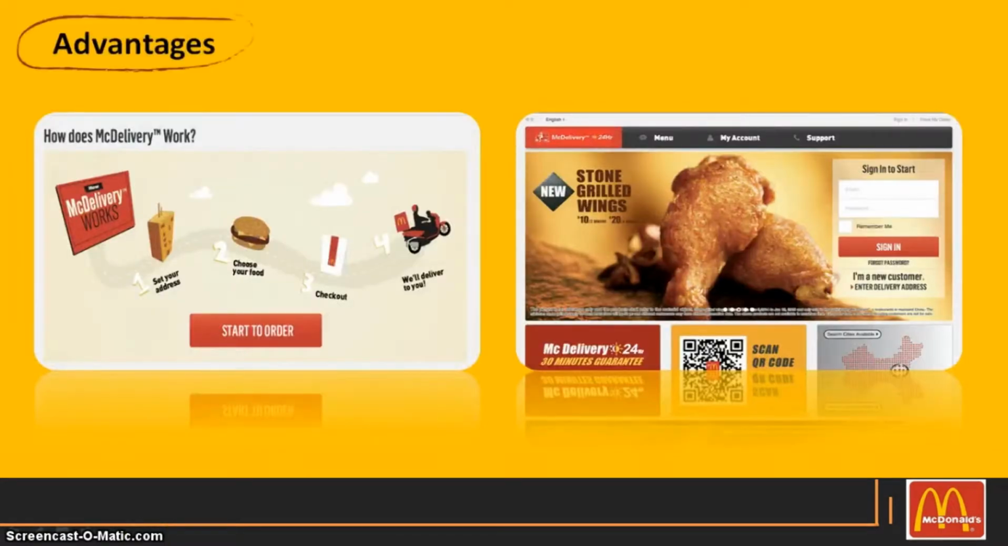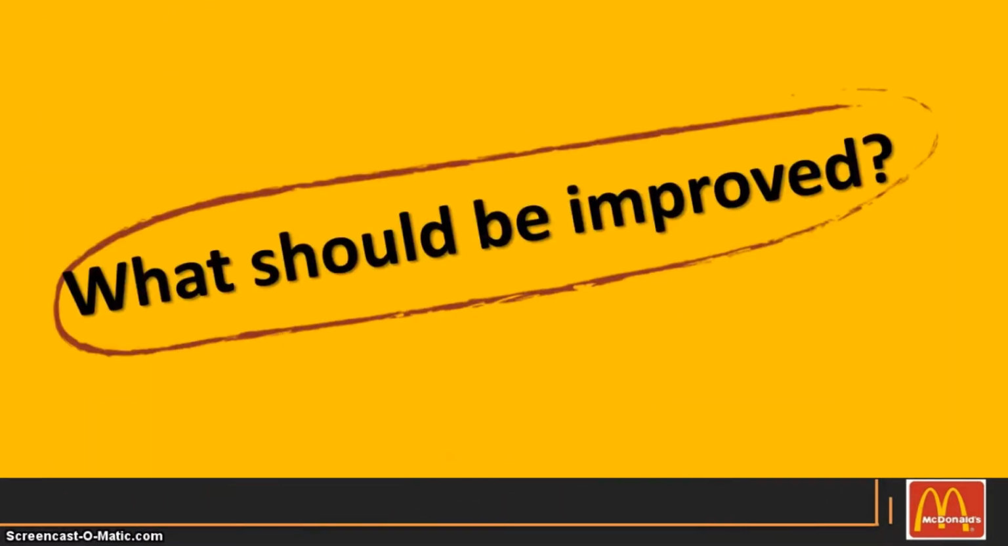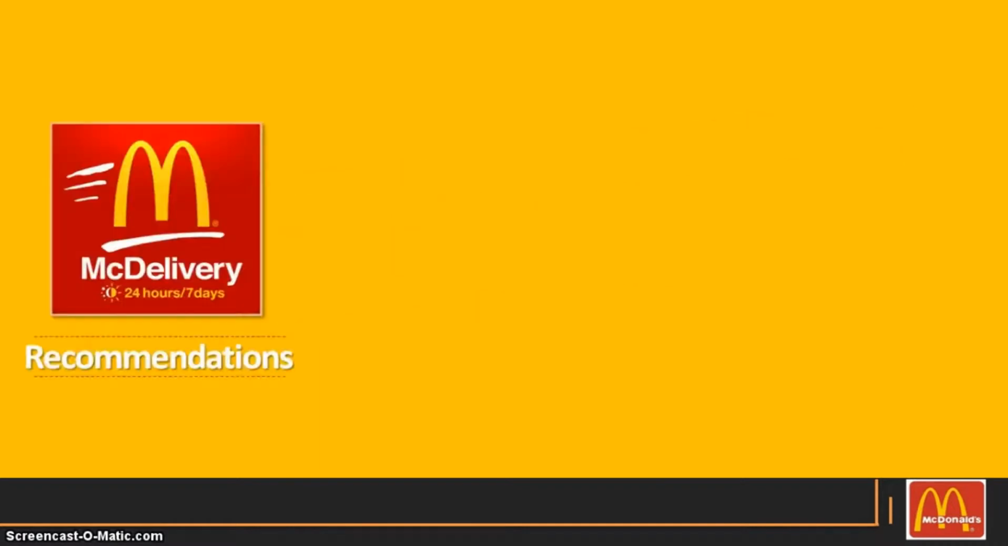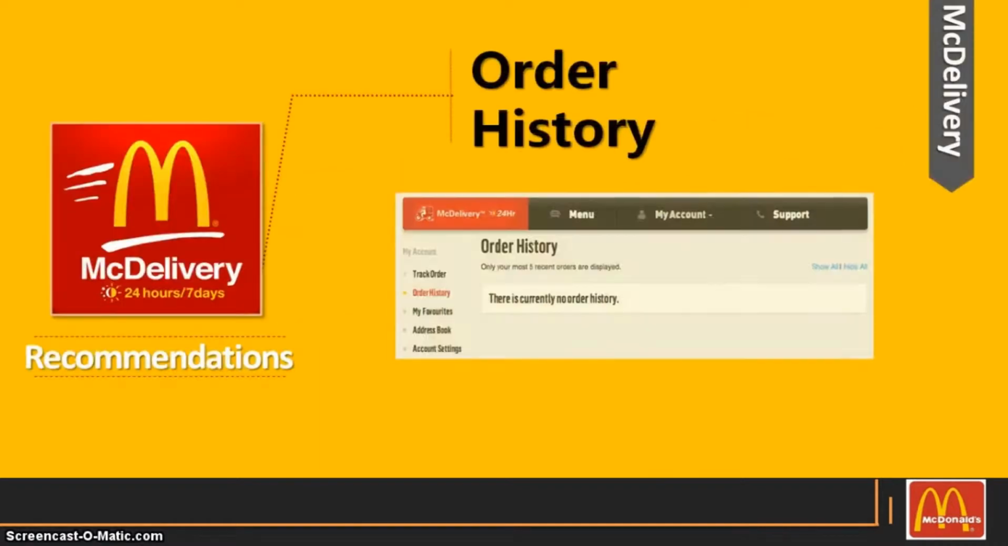Generally speaking, the website of McDelivery is clear and convenient for customers. However, there are still 3 things that remain to be improved. Order history is the first one. The history that can be found on the website is the recent 5 records. As a consequence, we think the McDelivery website should increase records.